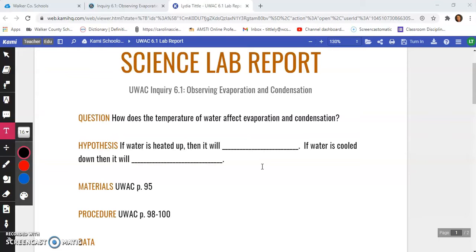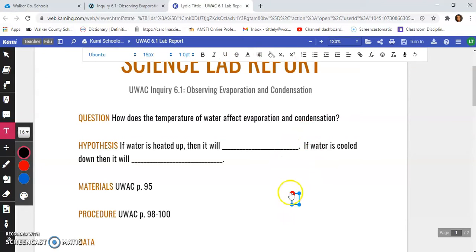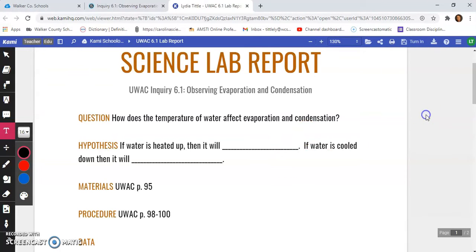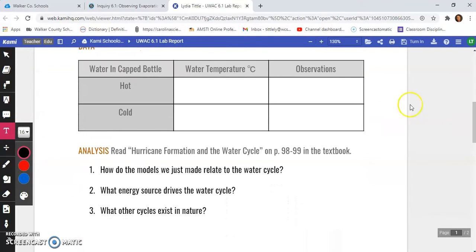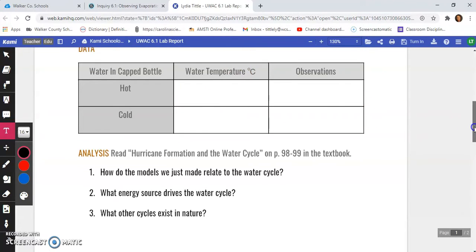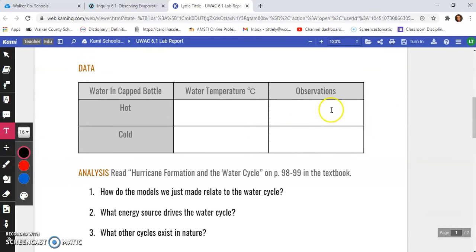Our materials for this lab are found on page 95. Our procedures for this lab are found on pages 98 to 100. For our data today, we are going to be measuring the temperature of water, and we're going to pour the hot water in one 2-liter bottle and cold water in another 2-liter bottle, and then we're going to make observations about what happens.